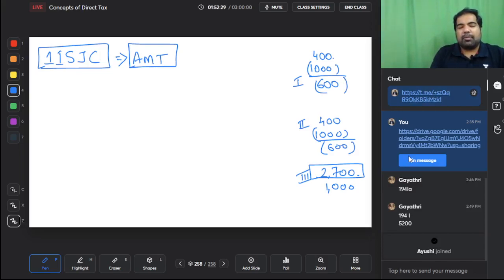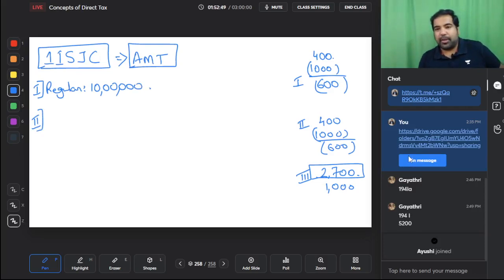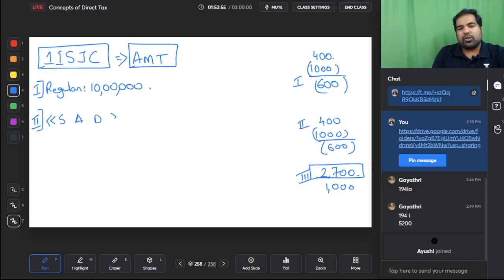So in alternate minimum tax, first up you will calculate your normal or regular tax liability. Regular tax liability means you will find out your total income, you will calculate your tax, and your regular tax liability, let's say, is 10 lakh rupees. Now, will you check for AMT? You will check for AMT only and only if you are SAD. That means only 3 deductions should exist, any of them.